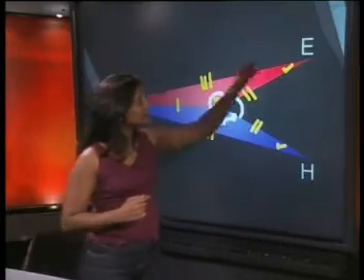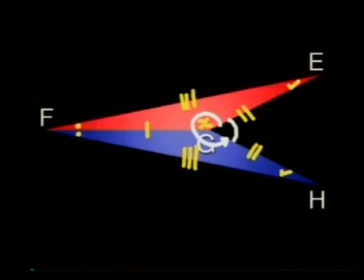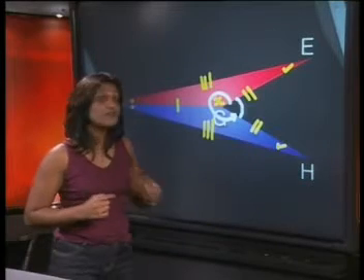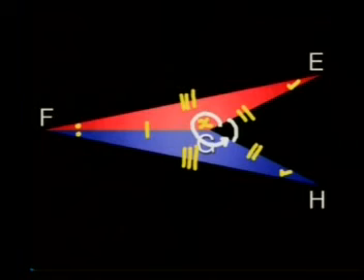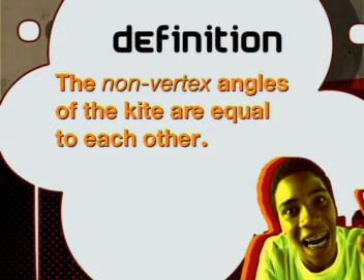Now let's look at these angles. What do we know about these angles? Well, we have marked that these angles are equal to each other. Now how can we describe that in general terms? Well, we can say that the non-vertex angles are equal to one another.